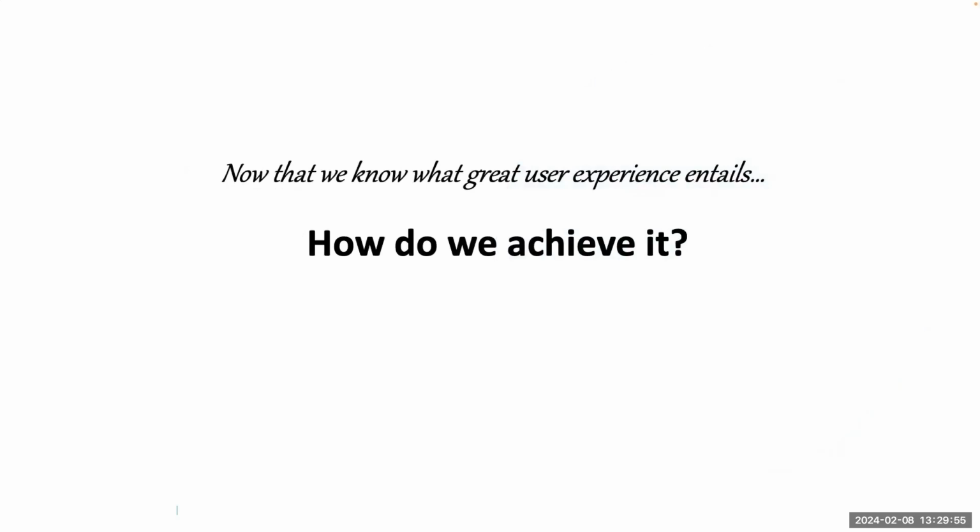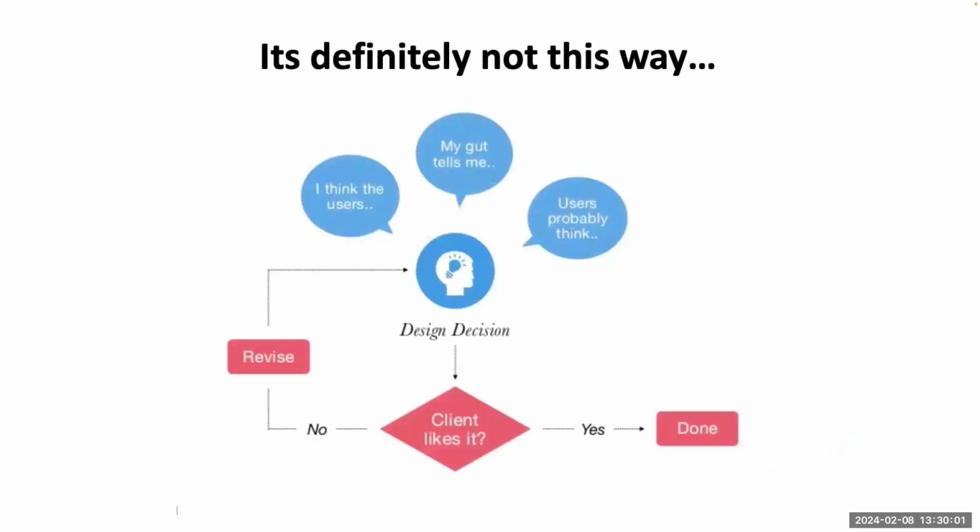Now that we know what a great user experience entails, how do we achieve it? There is a process to it. It is definitely not haphazard, where we make design decisions hearing from people around us, or even our gut feeling, like my gut tells us, or users would probably think that this would work, or I think the requirements from the business are this, or maybe I have to use this particular fabric. These are all emotions and perceptions in the air. You have not vetted it out with your users. You do not know exactly what that is.